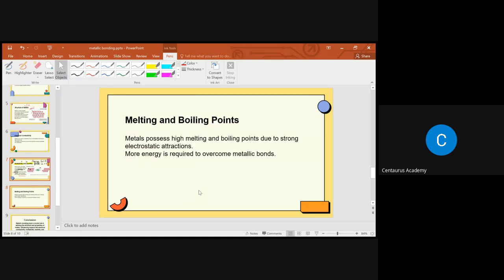Yes, any other metals which are present in the periodic table? Transition elements. Transition elements. Yes, very good.